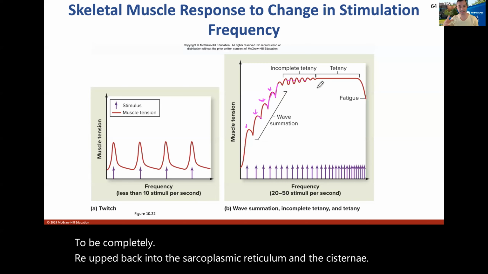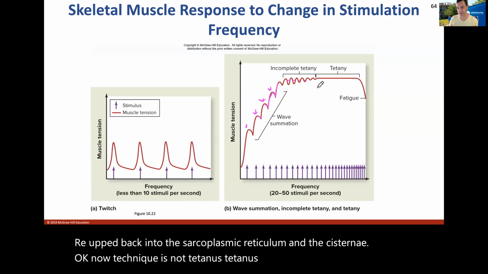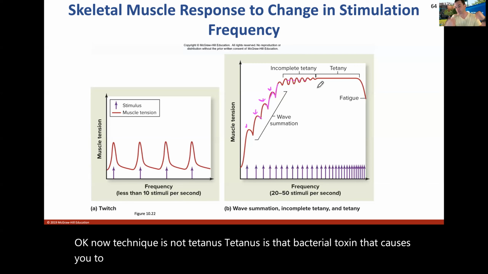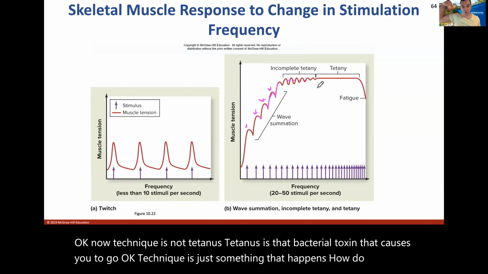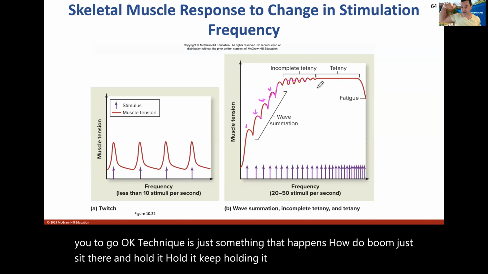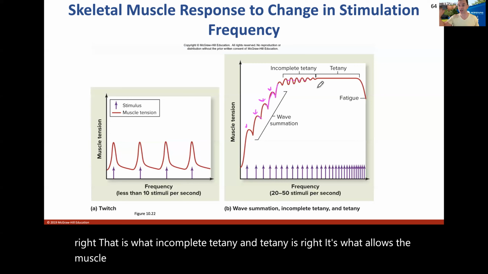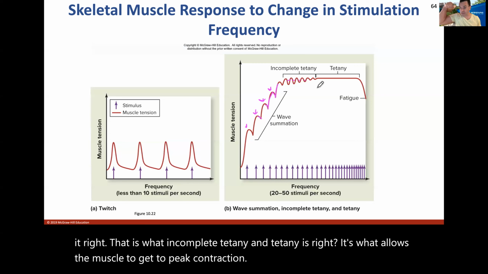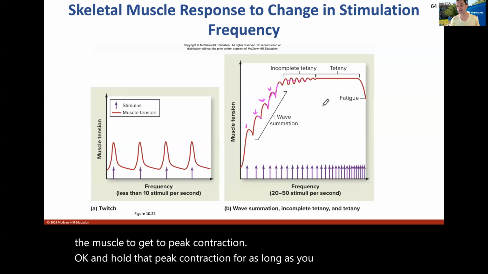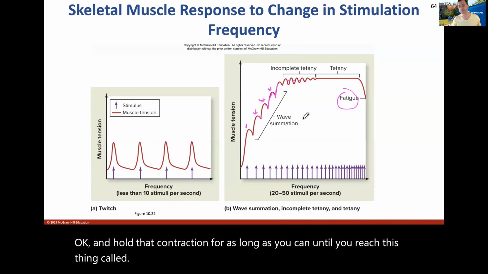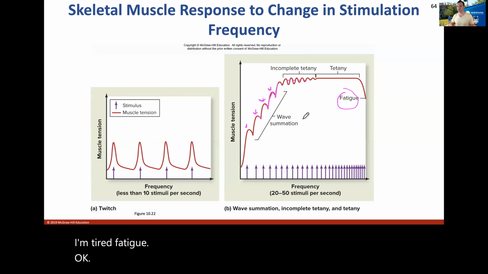Now, tetany is not tetanus. Tetanus is that bacterial toxin that causes you to seize up. Tetany is just something that happens. Boom! Just sit there and hold it. Keep holding it. That is what incomplete tetany and tetany is. It's what allows the muscle to get to peak contraction and hold that peak contraction for as long as you can until you reach fatigue. And usually it's due to lack of enough ATP to maintain that level of contraction.